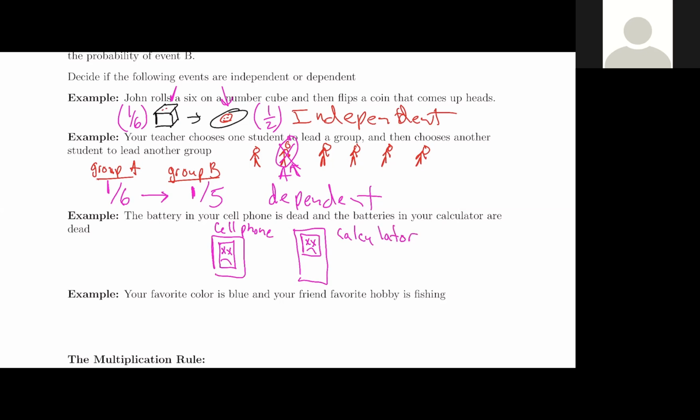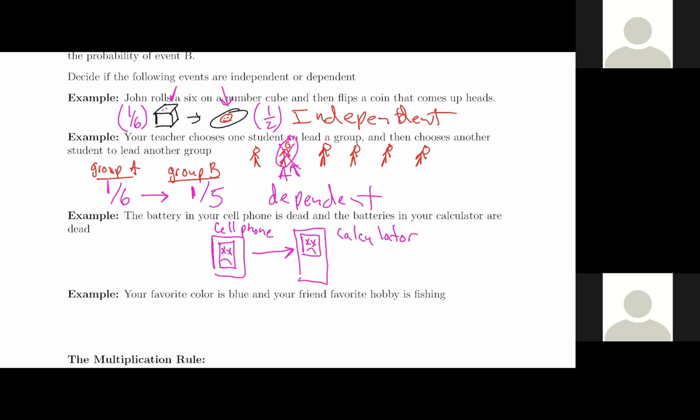All right. So does the fact that your cell phone is dead make it more likely or less likely that your calculator is also dead? Not sure. Well, does your cell phone battery depend on the battery of the calculator? No, it doesn't depend on that. So for this one, it will be considered an independent event.